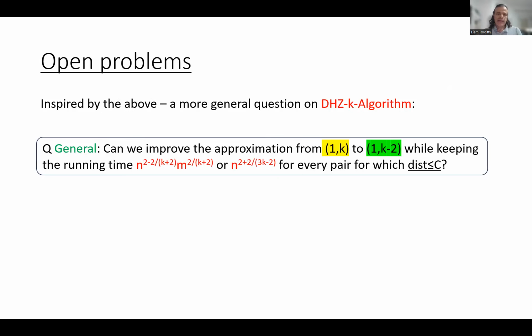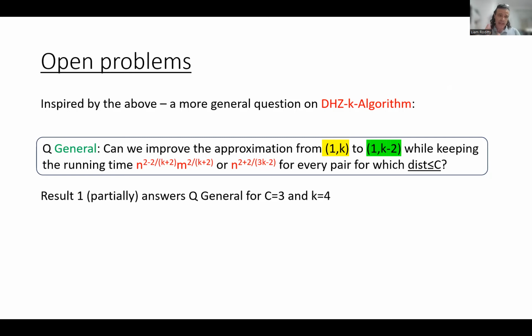Inspired by the previous discussion, a more general question that we can ask on the Dor, Halperin, and Zwick algorithm is the following. Can we improve the approximation from K to K minus 2? Remember, it's only the even case. And keep the running time the same. This would be a strict improvement to Dor, Halperin, and Zwick, but this is very hard. We don't know how to do it. So let's make our life a bit easier and say that we do it only for certain distances, only for two vertices that are at distance at most C for some C.